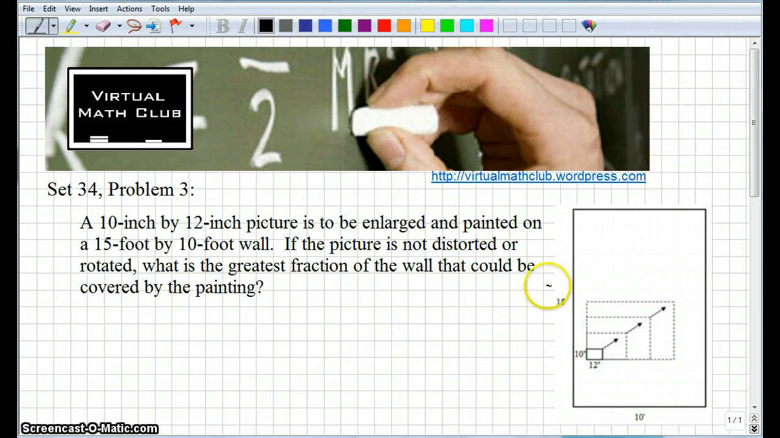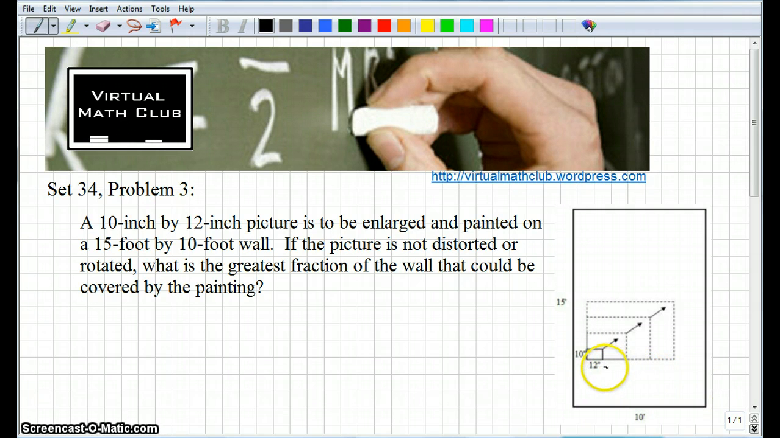Well, let's take a look at what we got. We have 10 inches by 12 inches. You can see essentially the horizontal width of this picture is a foot, so you can see it's long. This picture that we're enlarging is longer than it is high, and the wall is higher than it is long. So we're going to be limited by the width of the wall, okay?